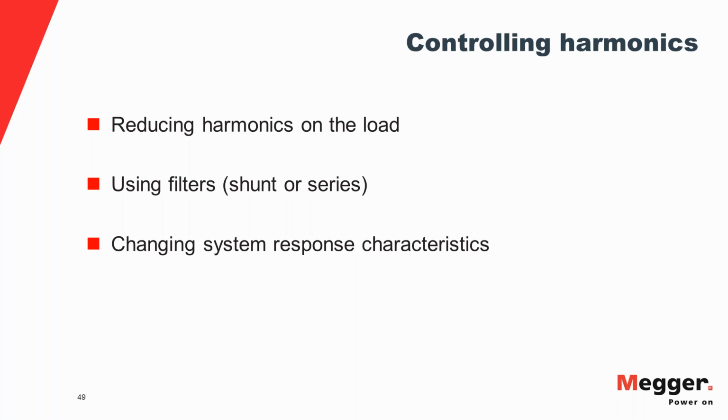You can use filters, so shunt or series filters. Shunt filters act as a shunt. They bypass the harmonics that they are intended to bypass. Series filters suppress the harmonics. Another approach is changing system response characteristics. For example, to avoid resonance, you can change the L and C of the system to make sure that the resonance doesn't occur at a particular frequency f.